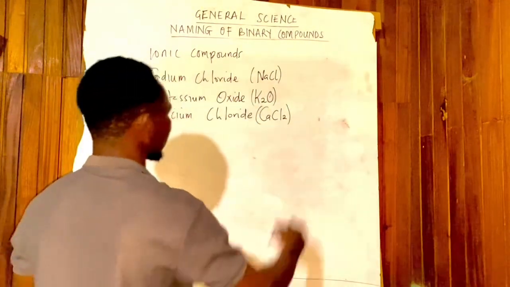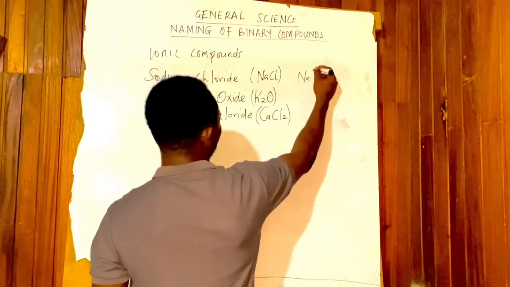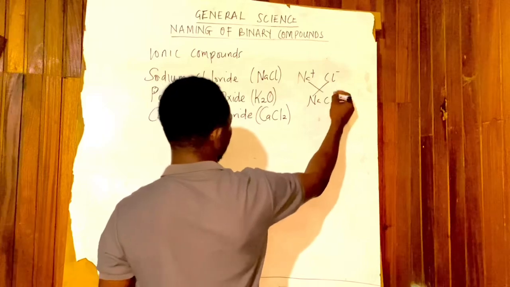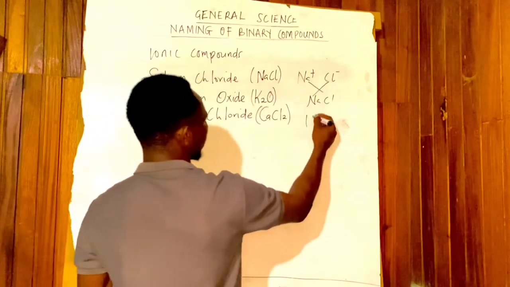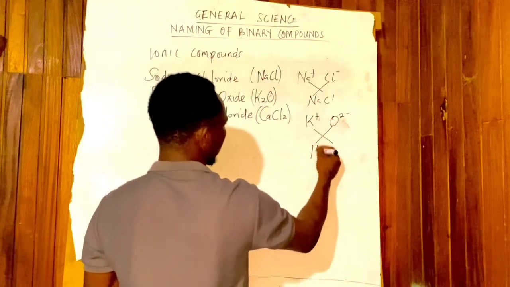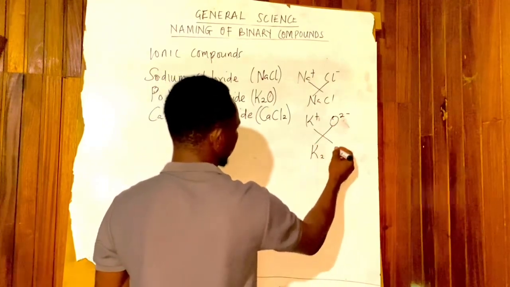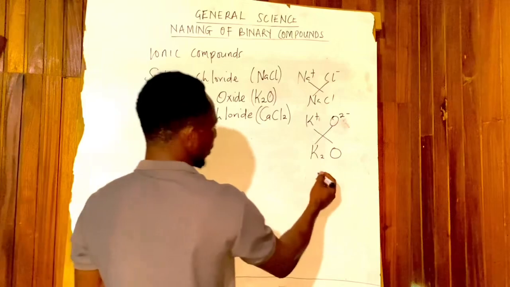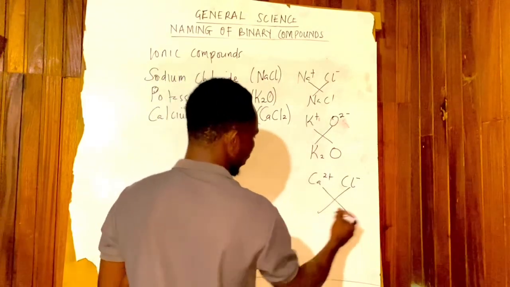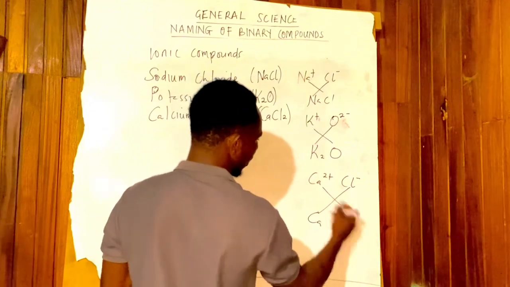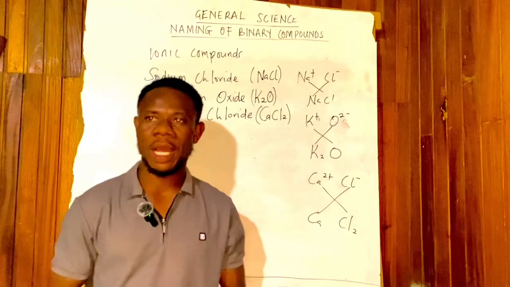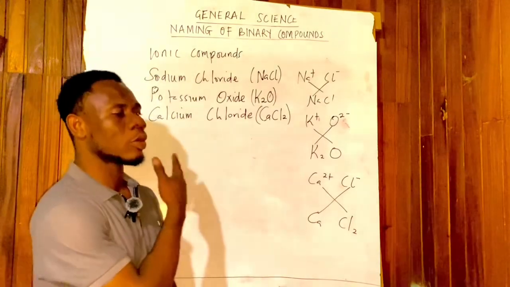Now, don't forget, sodium is plus, chlorine is minus, then we get NaCl. Potassium is plus, oxygen is 2 minus, we get K2O. Calcium is 2 plus, chlorine is minus, then we get CaCl2. So these are examples of ionic compounds.